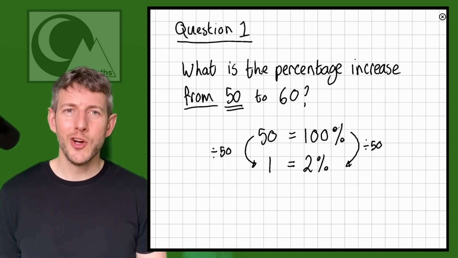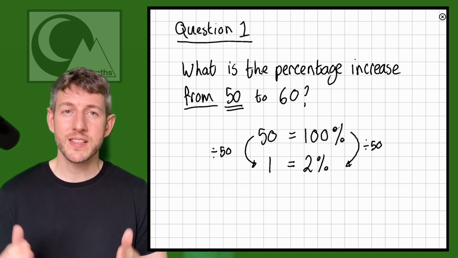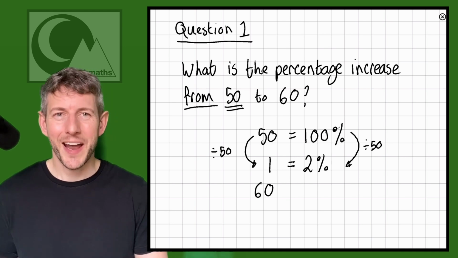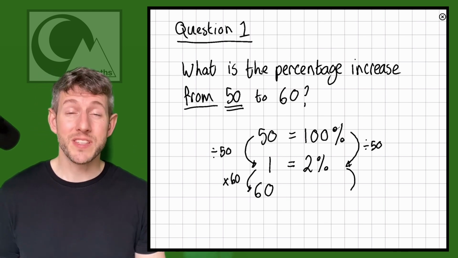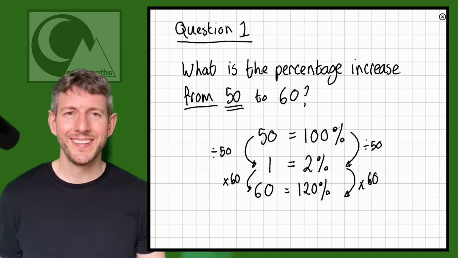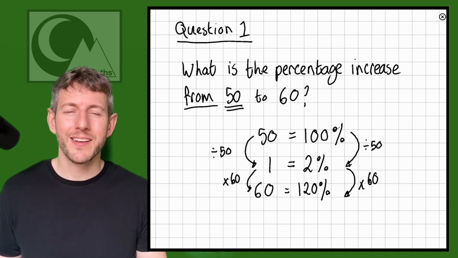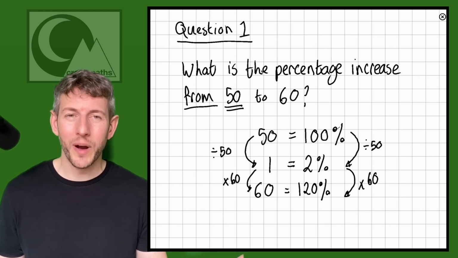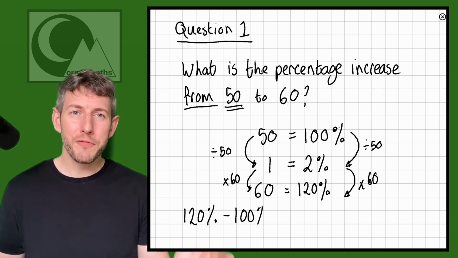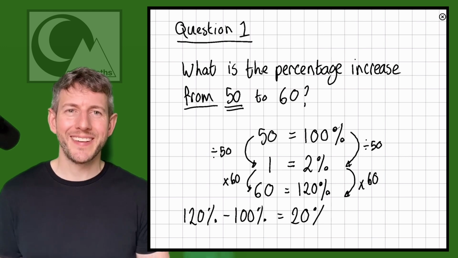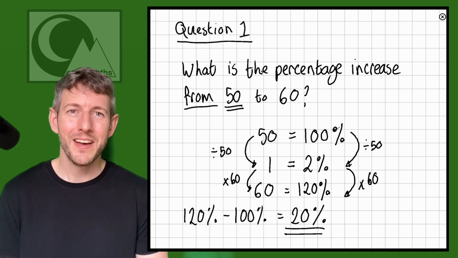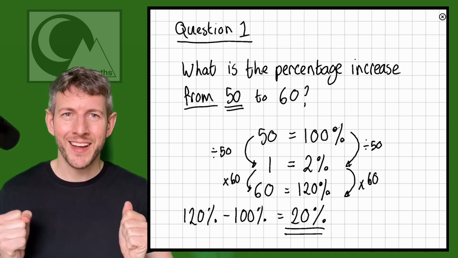Now let's look at the number that we want. So we want to find 60. So I'm going to multiply 1 by 60 to get to 60, and I'm going to multiply 2 by 60, which is going to give us 120%. So 50 was 100%, 60 is 120%. So now what we can do is we can take away the 100%, and what we can see is that to go from 50 to 60 is a 20% increase. So there we go. We've calculated the increase. It's 20%. Right, let's have a look at another question.